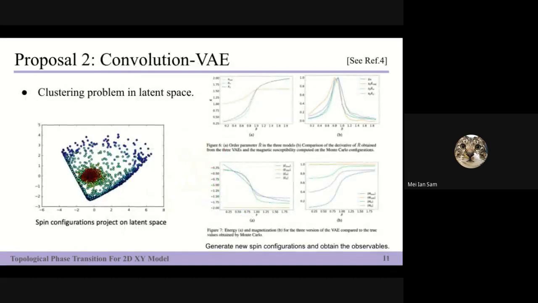Next, we are more interested in discovering the phase transition. We believe that data for 2 different phases will be separated in latent space. Convolution VAE is a method that projects data on the latent space. After that, we can generate new data for the XY model and obtain the observables by VAE.